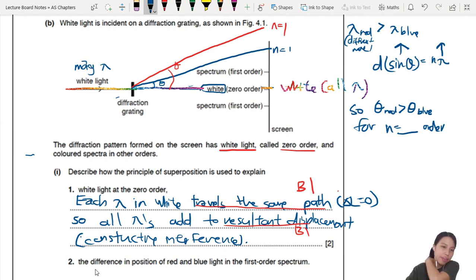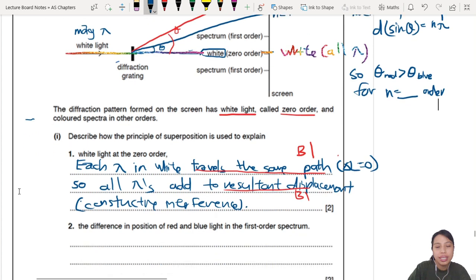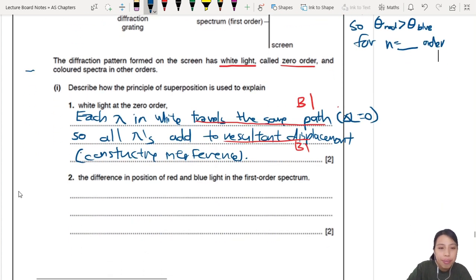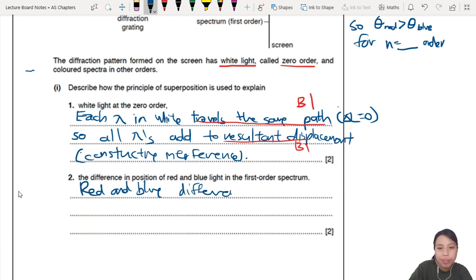Okay, so we need to describe this. How are we going to describe this? You can say your red and blue light have different wavelengths. Use the whole sentence if you can. Because of different wavelengths, the position of your first order, which is the maxima, where your path difference is lambda. First order path difference is lambda.